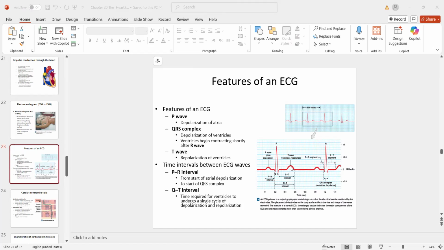Commonly used segments and intervals are the PR interval, which extends from the start of atrial depolarization to the start of the QRS, which is the ventricular depolarization. And the QT interval indicates the time required for the ventricles to undergo a single cycle of depolarization and repolarization.